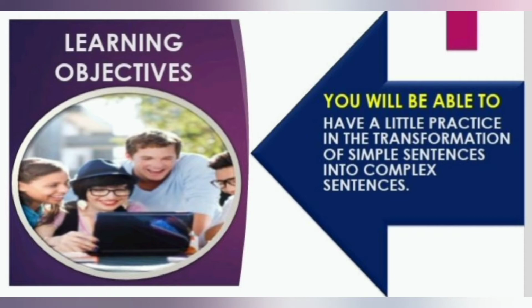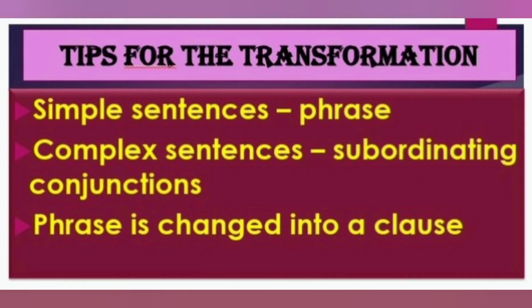So first let us see some tips about simple and complex sentences. A simple sentence has only one verb, and along with that there may be a phrase which helps us to change it into a complex sentence. We know a complex sentence has at least two verbs and it also has a subordinating conjunction. And the main thing we have to do is that the phrase or key word in a simple sentence is changed into a clause.